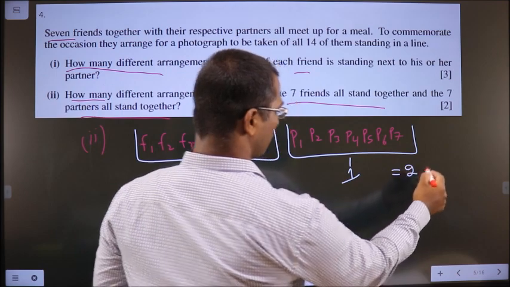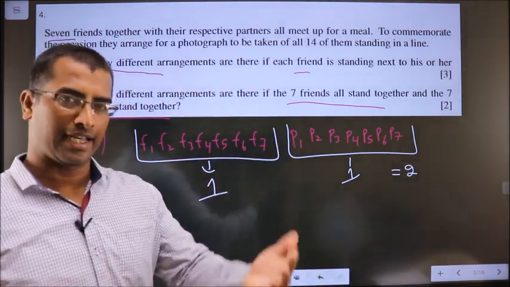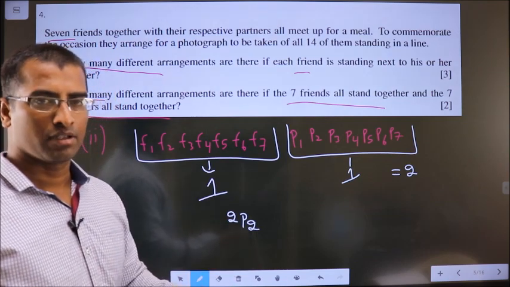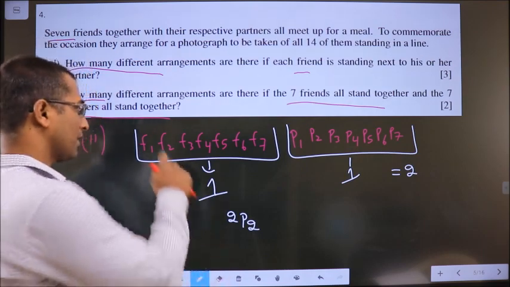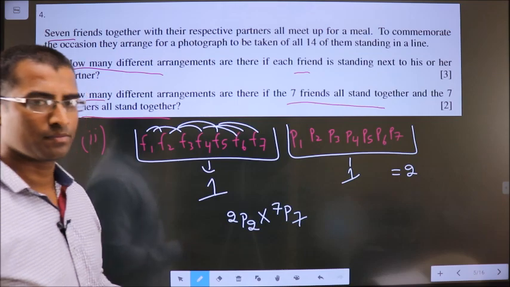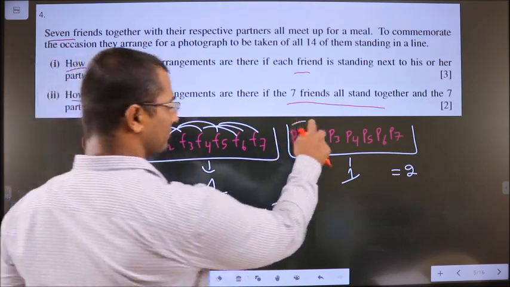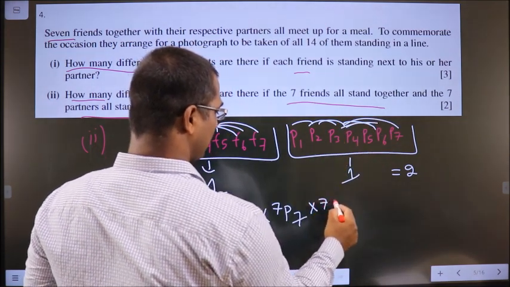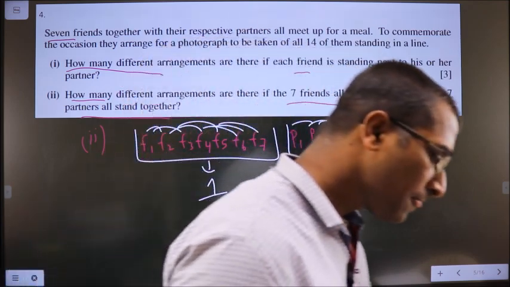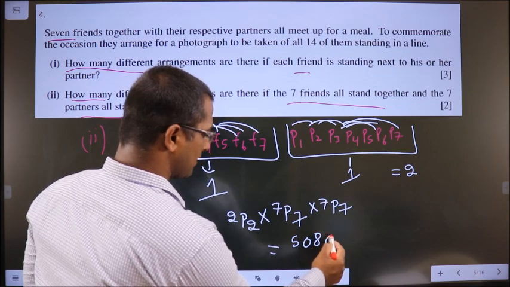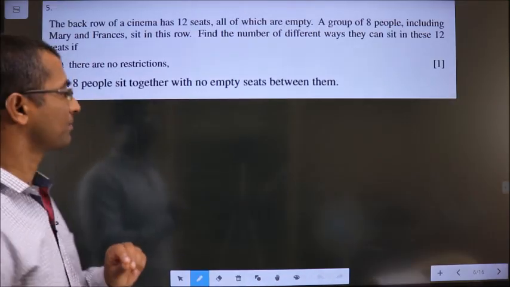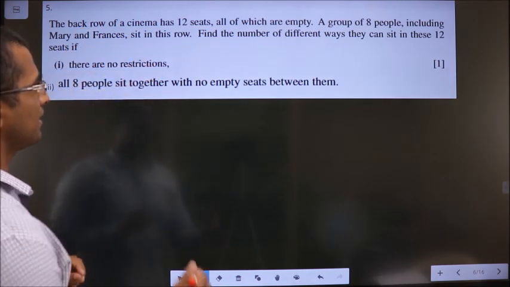So total are 1 plus 1, 2. So these two can be shuffled or rearranged in 2P2 ways. Since none of them are same, there is no division. Now inside, you should not miss the inside thing. Inside again these can be shuffled. These 7 can be shuffled in 7P7 ways for the first box, same thing with the second. Again these 7 partners can also be shuffled in 7P7 ways. Put the entire thing at once in the calculator. You get the answer to be 50803200.